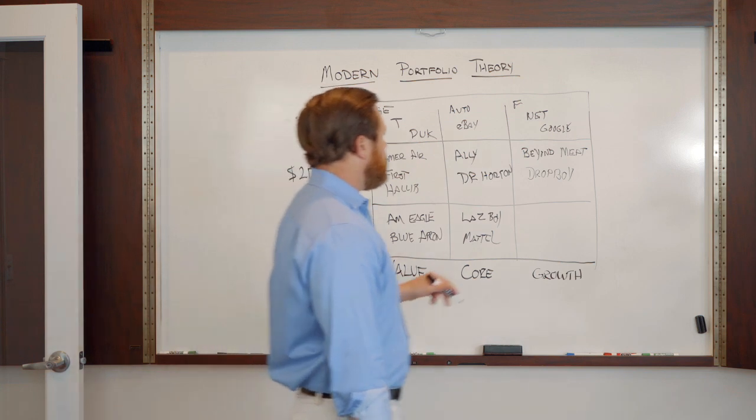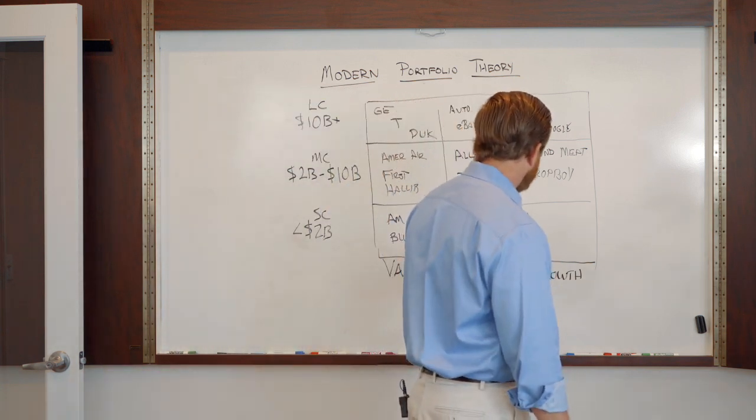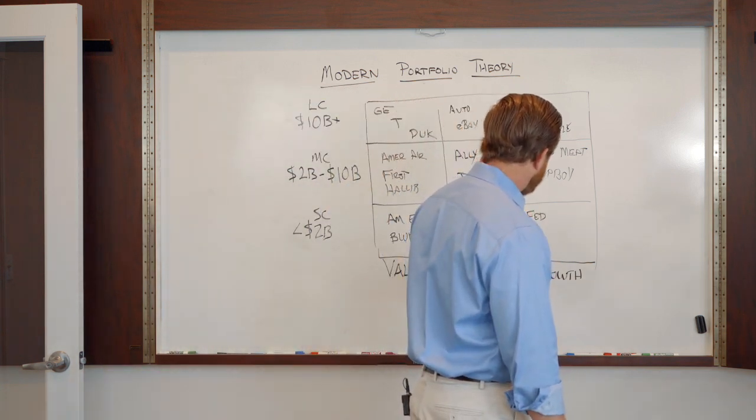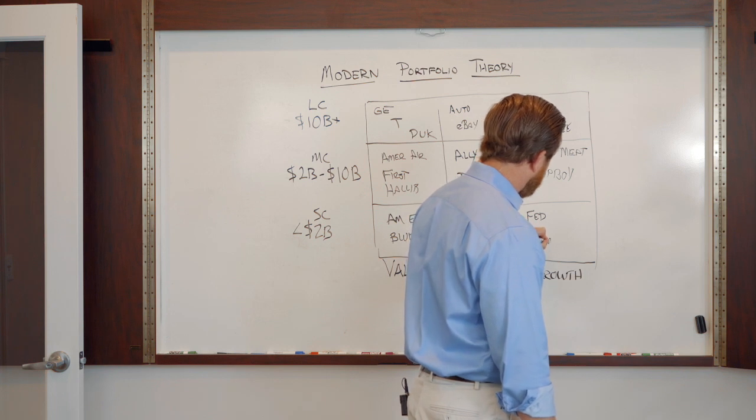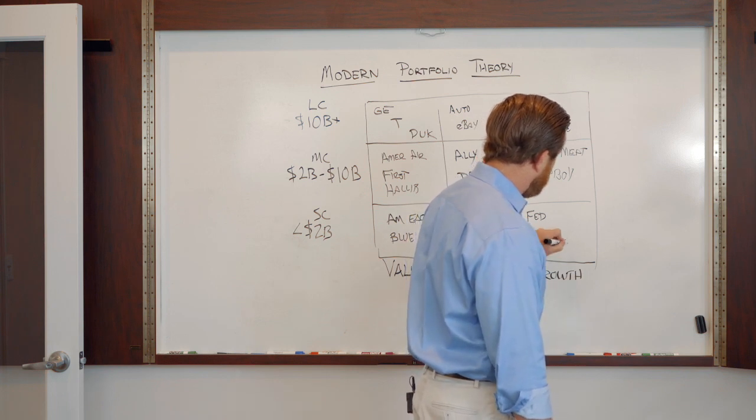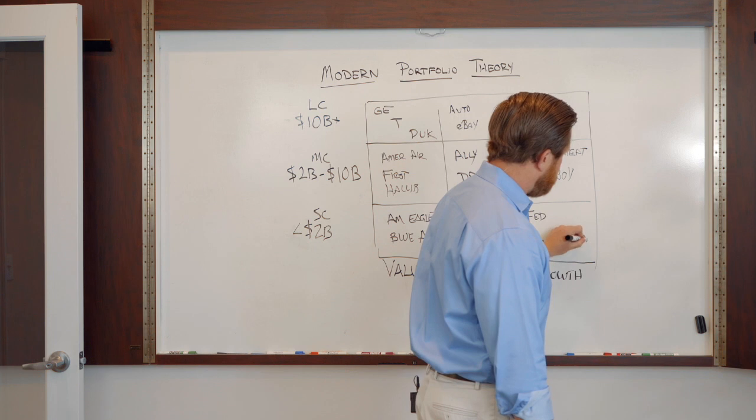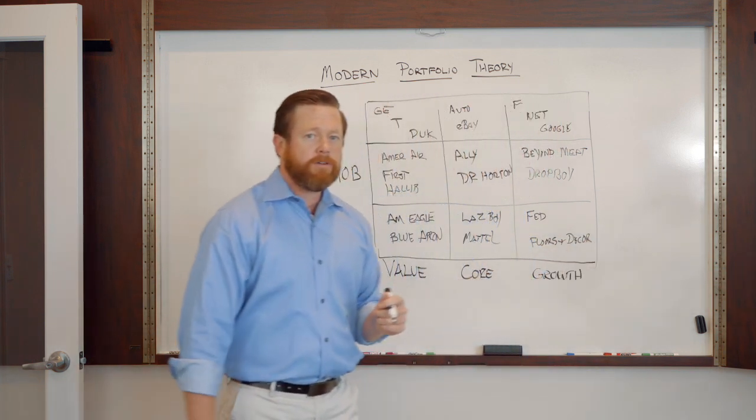Small cap growth, the last area, let's go with Federal Signal and Floor and Decor. My wife made me buy that for her Roth IRA.